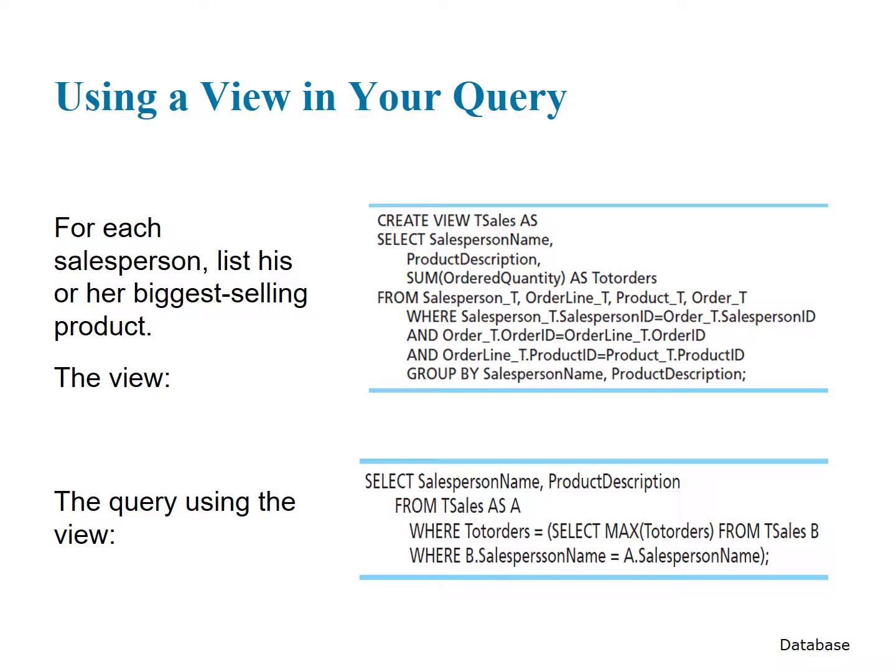Here we see an example of creating a view, which will be a permanent object in the database like a table. Then we use the view as if it is a table. We discuss views in more detail later. The view is called T-sales and consists of the aggregate query involving a join of three tables. T-sales returns the total sales of each product sold by each salesperson. The query below it uses T-sales as if it were a table. Note that this query involves a correlated subquery. This query shows the biggest selling product for each salesperson.